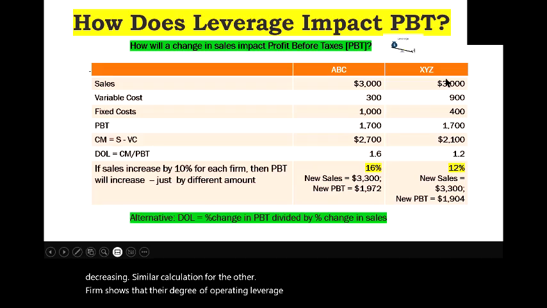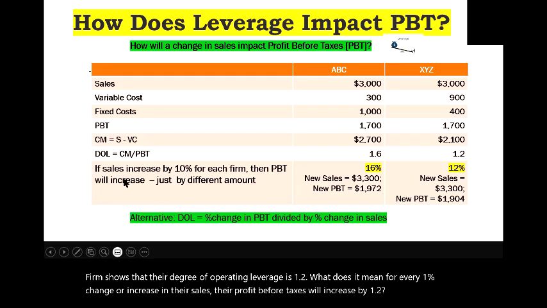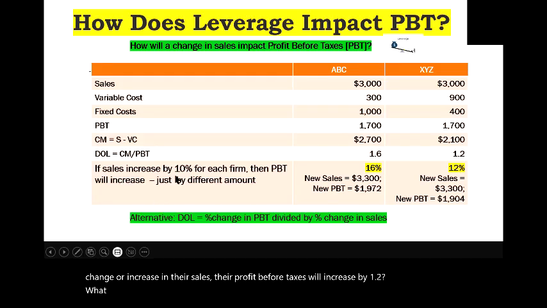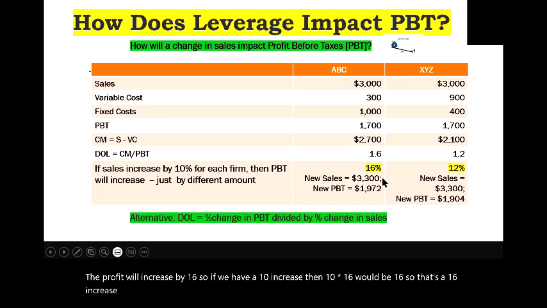What does it mean? For every 1% change or increase in their sales, their profit before taxes will increase by 1.2. So what would happen then if sales were to increase by 10%? Remember, for every 1%, the profit will increase by 1.6. So if we have a 10% increase, then 10 times 1.6 would be 16. So that's a 16% increase in profit before taxes.